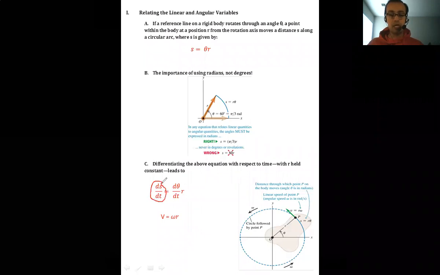What's that? What's ds by dt? Well, that is the change in position with respect to time, which we all remember as velocity, right? And then if we've got this derivative of the theta function with respect to t, that's going to be the angular velocity. That's going to be omega. So v is equal to omega times r. All right. So that's kind of a very handy sort of interrelation.